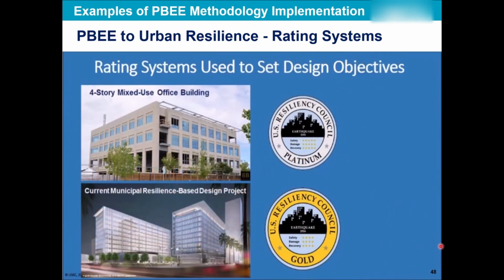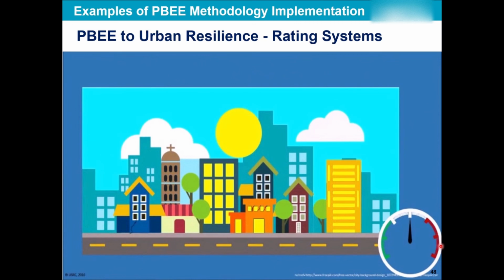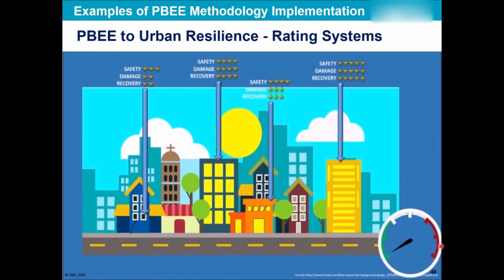Architects and engineers are using the U.S. Resiliency Council rating system to design new buildings to achieve higher levels of performance and resilience. You might be surprised to learn that achieving a gold or platinum USRC rating typically only adds between 1 and 10% of the overall construction cost to a building. By using the U.S. Resiliency Council rating system, architects and engineers can bring value to cities and companies by developing long-term strategies to improve disaster recovery and resilience.